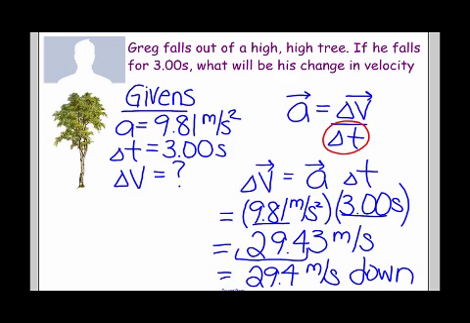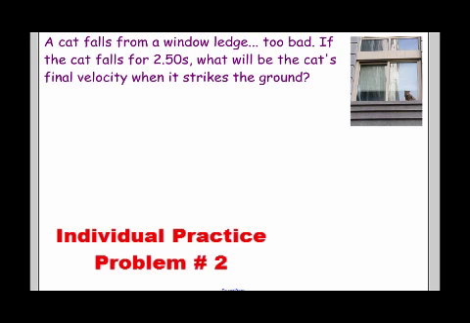Okay, one more. Similar to the one we just did. A cat falls from a window ledge. Too bad. If the cat falls for 2.50 seconds, what will be the cat's final velocity when it strikes the ground? Same idea. I want you to pause this. This is an individual problem, so try this on your own. Write the question down, solve it, and then I will give you the answer here on the screen.